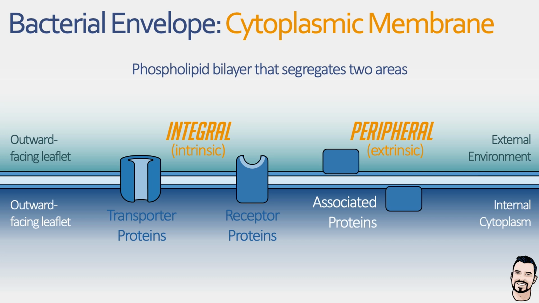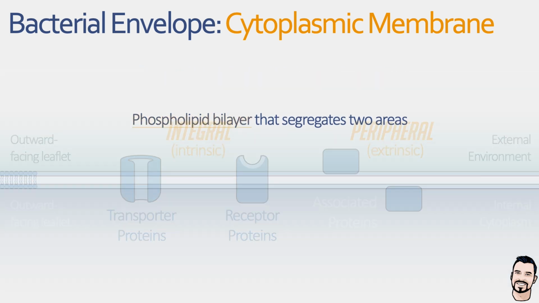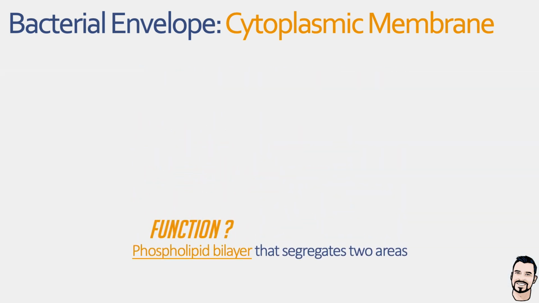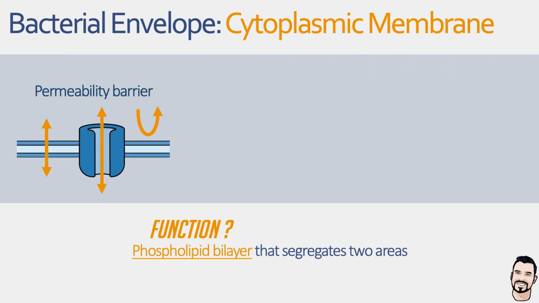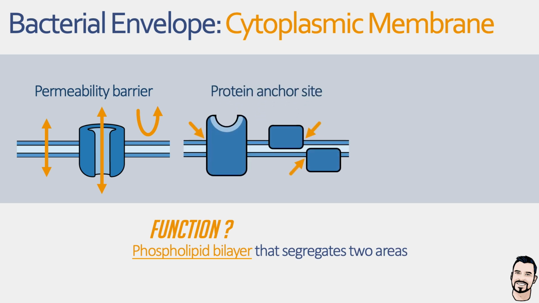Okay, so apart from defining the cell, what is the overall function? Well, it actually has three key functions. The first is that it acts as a permeability barrier to most substances, especially polar or charged molecules. As a result of this, transport proteins are essential for moving materials in and out of the cell, sometimes against concentration gradients. The second is that it provides a space for proteins to anchor to. Remember, this anchoring is just within the membrane. Due to the fluid mosaic nature of the membrane, these proteins move laterally around the membrane.